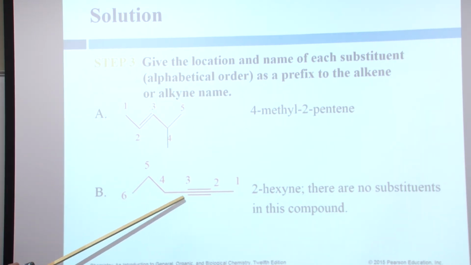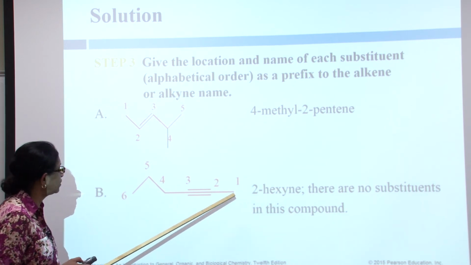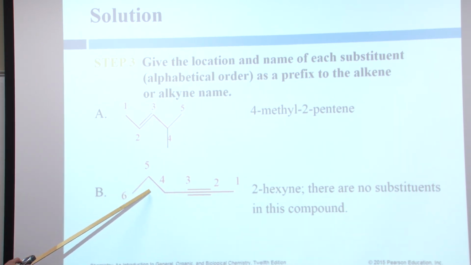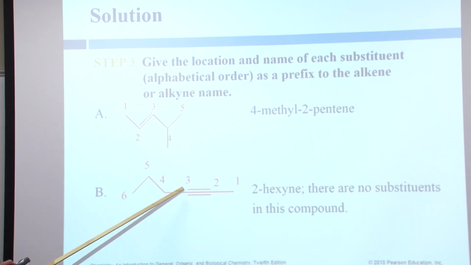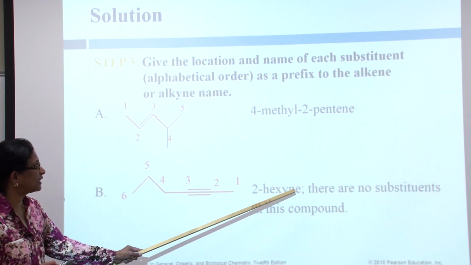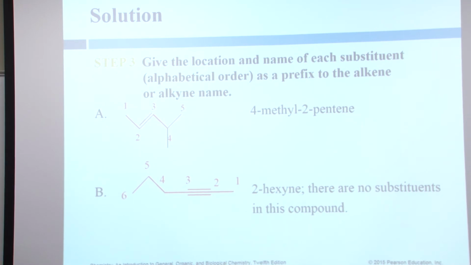So here, 2-hexyne, I do not see substituents. It is just one straight carbon chain with a triple bond. So 2-hexyne. There are no substituents in this compound.